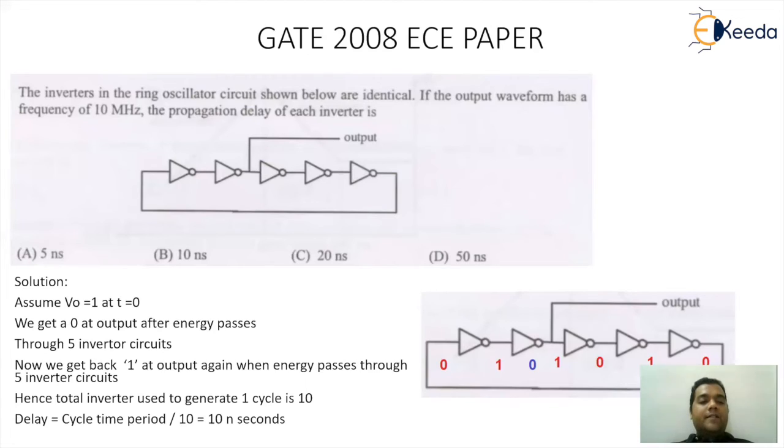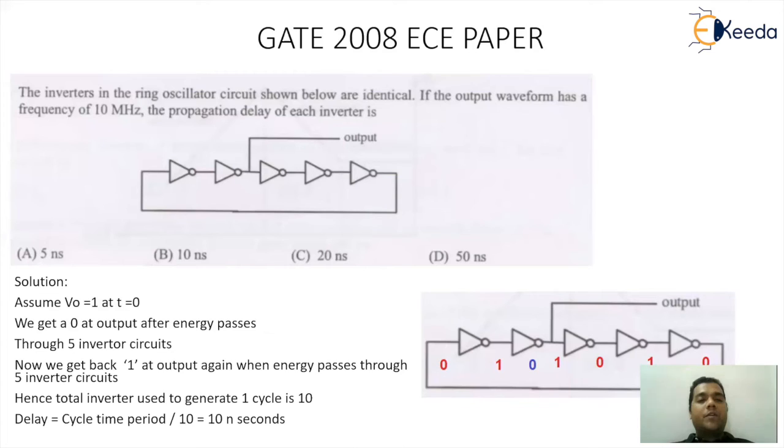So delay will be the cycle time period divided by 10. Since it is 10 megahertz as the frequency, the inverse of that will be the time period, divided by 10, which will be giving us 10 nanoseconds. So the correct answer for this question is answer B, 10 nanoseconds.